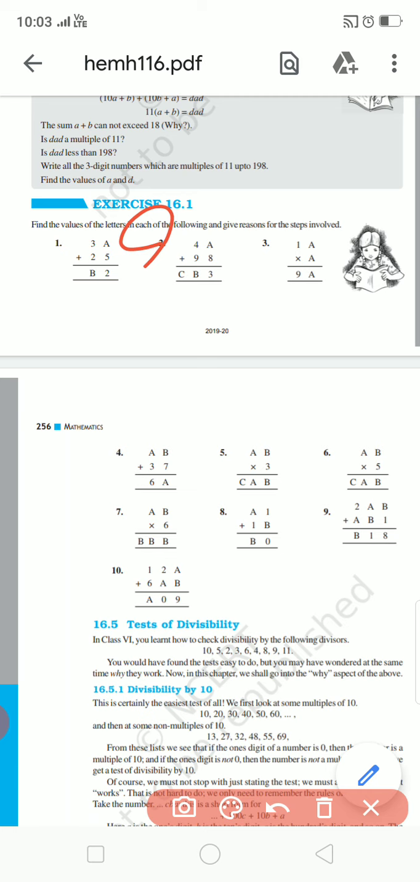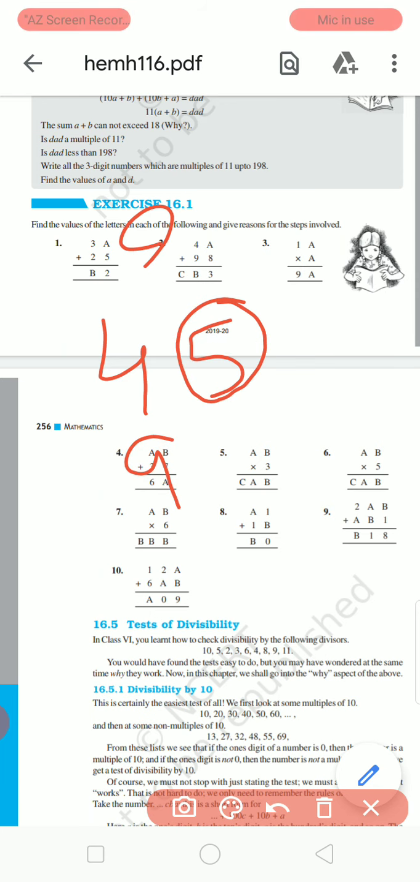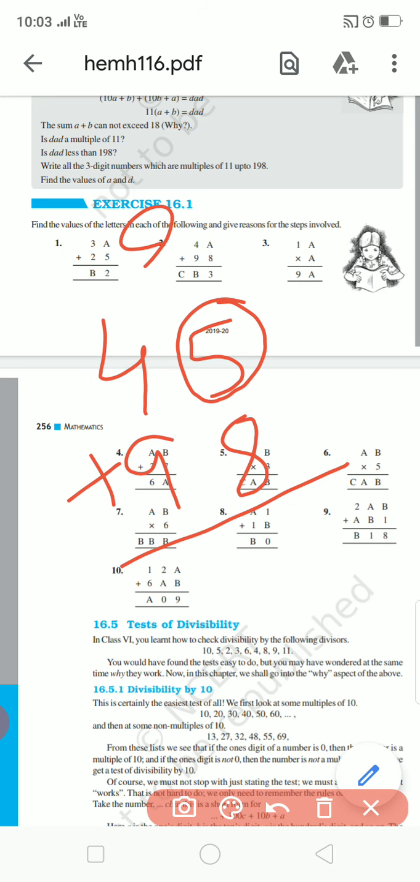Here what should we add to 8 to get 3? This is 5, you know that. So instead of A I am writing 5, circled because it is one of our answers. Now add it with 98. So 8 plus 5 is 13. Yes, 3 we have given here and B we have given here.